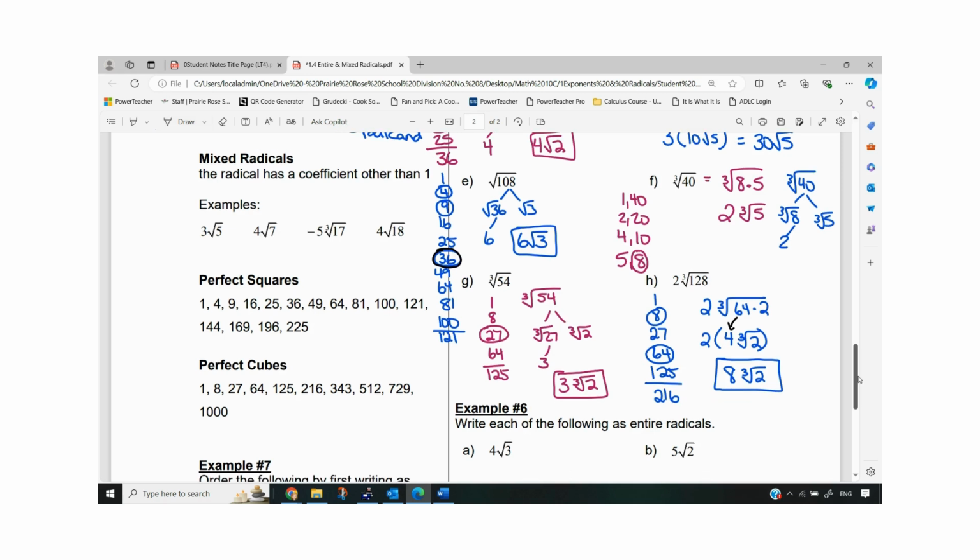Now, if this method isn't working for you and you need another way to break down those radicals, there is another way to break down or simplify radicals using upside down birthday cake. However, I'm going to wait until the end of the video to show you that.